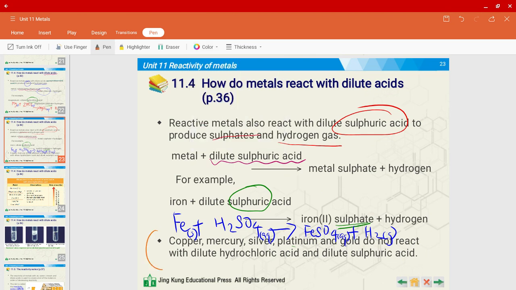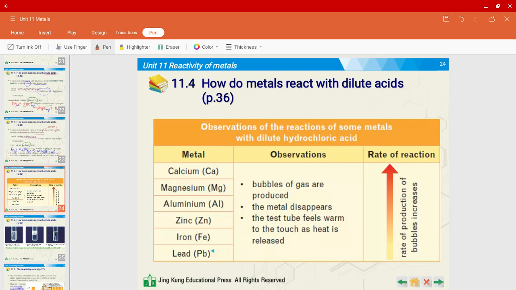Okay, let's look at the last statement down below over here. Not all metals are able to react with dilute acids. Metals such as copper, mercury, silver, platinum, and gold do not react with either hydrochloric acid or sulfuric acid. Again, similar to what we have learned with the reactions of metals with oxygen and water or steam, the ones that are higher in the metal reactivity series are able to react more vigorously.